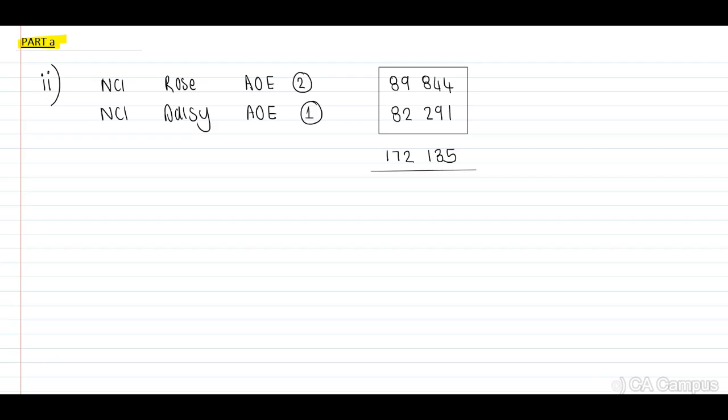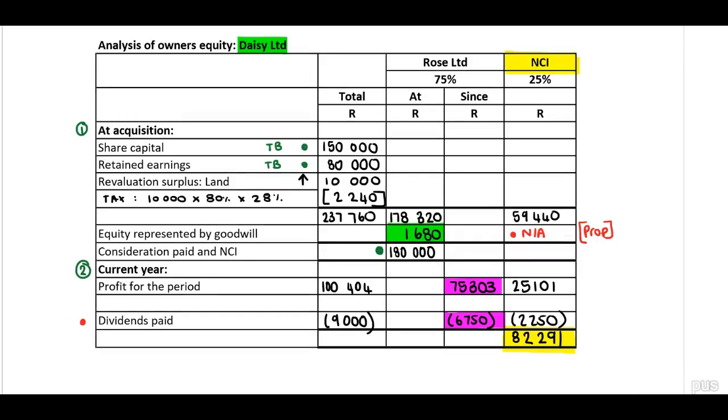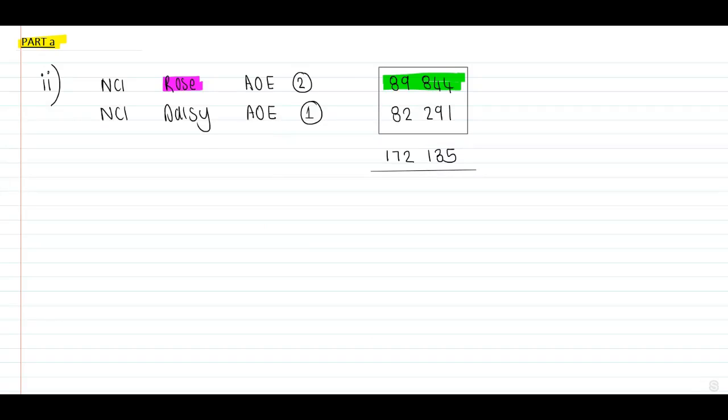NCI of Rose in terms of our analysis of owner's equity, number 2, 89844. Remember, guys, when you look at the bottom, 89844, and then in terms of Daisy at the bottom, 82291. Therefore, the total will be 172135, and this is part 2.